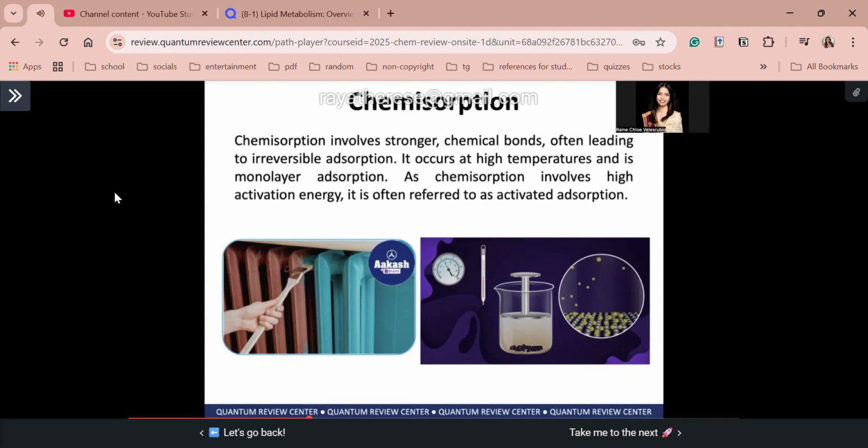Bakit naman guys? Bakit this time directly proportional ang temperature kay chemisorption? This is because there is a high activation energy involved with chemisorption. Kaya it is generally slow at low temperatures. Okay? Kaya like most chemical reactions, kailangan guys na high ang temperature in order for chemisorption to occur more.